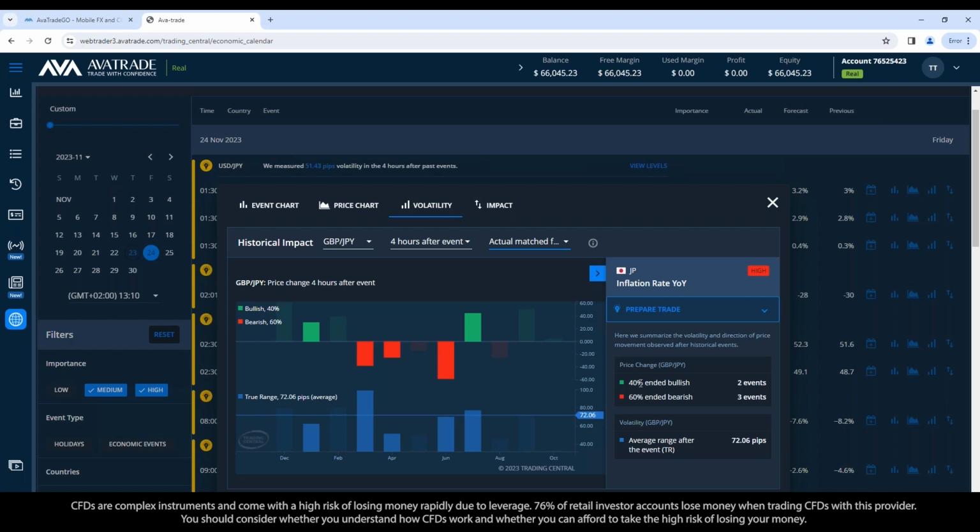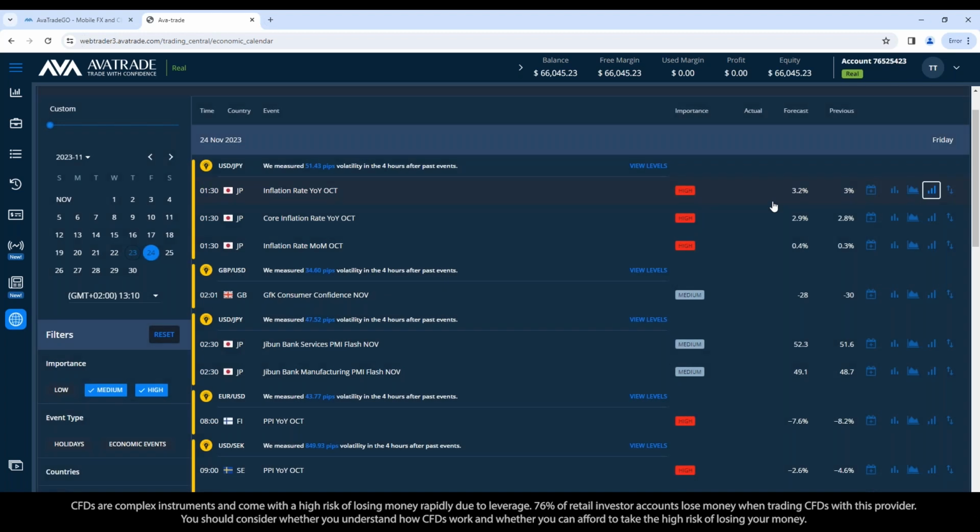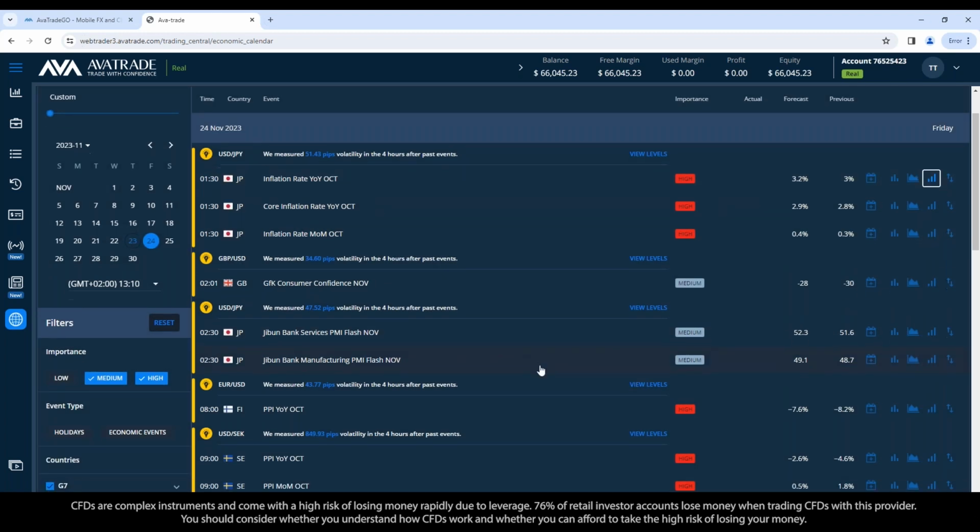I might sit that one out if it came in and matched the forecast. You're probably hoping it's above or below the expected number, because then that gives you a statistical advantage from the past. Okay, and so this can be your plan going into this announcement tomorrow. Now we can look at some others.